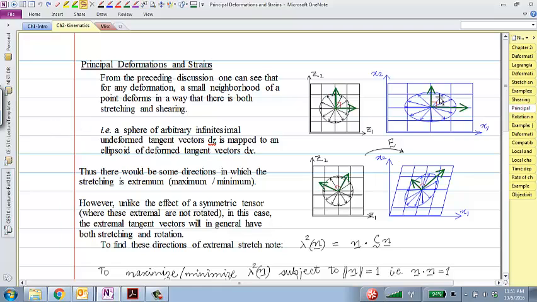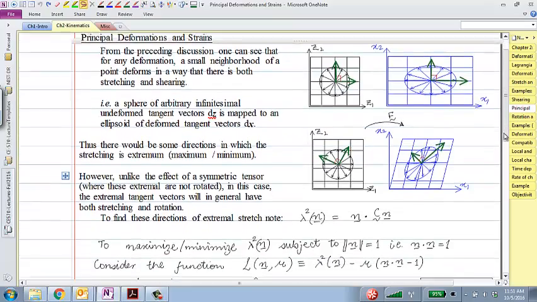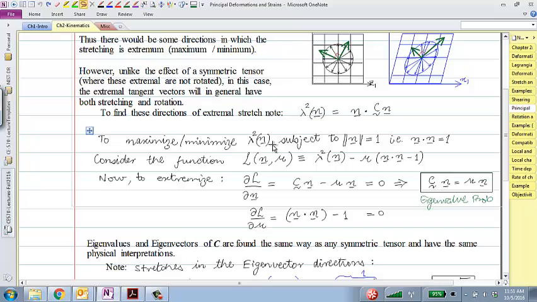Now, since this is going to be an ellipsoid, in certain directions the stretch or the strain would be a maximum or a minimum quantity. To find which directions those occur, we set up an optimization problem where the function we try to maximize or minimize is the square of the stretch, subject to the constraint that n, the direction, has to be a unit vector. So n dot n minus 1 equals 0. That's an optimization problem, as we write it out here.